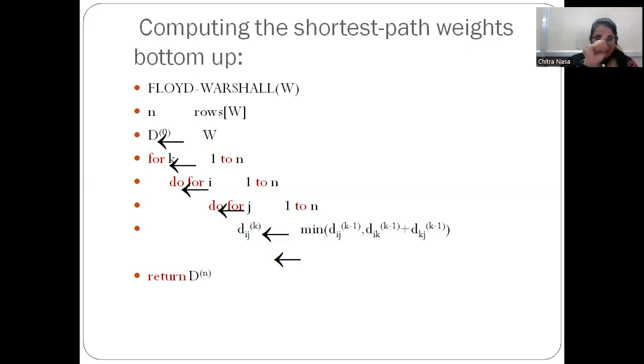With respect to D1, we will have the pi 1 matrix. With respect to D2, we will have the pi 2 matrix. With respect to the D3 matrix, we will have the pi 3 matrix. Pi here represents the ancestor, who will be the parent of which one.